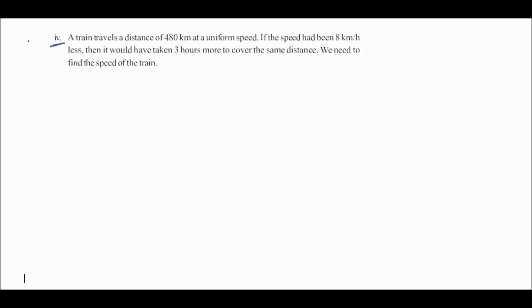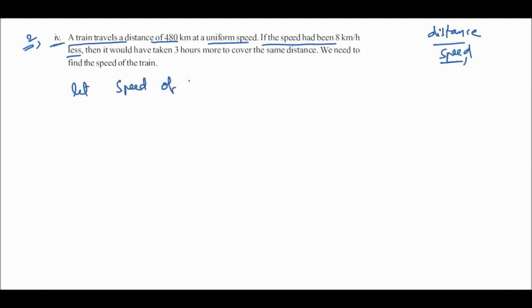Fourth problem of second bit, 5.1. A train travels a distance of 480 kilometers at uniform speed. If the speed had been 8 kilometers per hour less, it would have taken 3 hours more to cover the same journey. Solution: let the speed of the train be x.